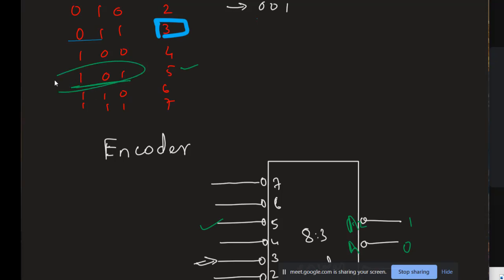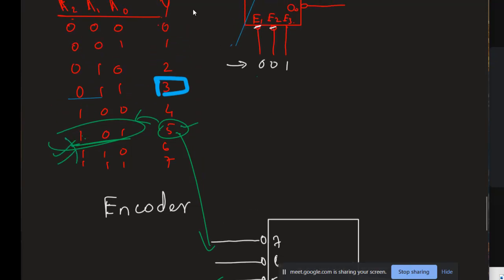Okay, and in the decoder the opposite thing is happening. We are getting this signal and we are actually identifying that signal by this code. Clear? So this is exactly opposite of your encoder, and this is also called sometimes multiplexer and demultiplexer. I hope you might have heard this somewhere, multiplexer and demultiplexer.